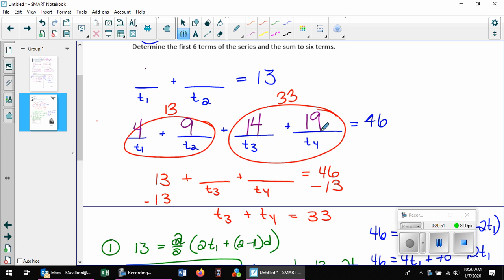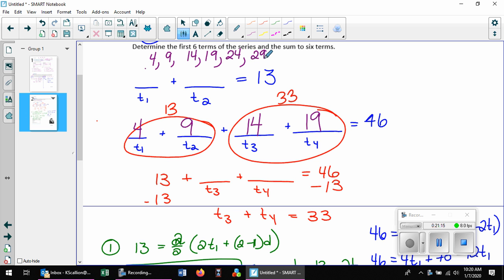Okay, so we're just checking our math that we did it correctly, right? So the question asks to determine the first six terms. So we've got 4, 9, 14, 19, 24, 29. Those would be the first six terms, yeah? And then it asks for this one.